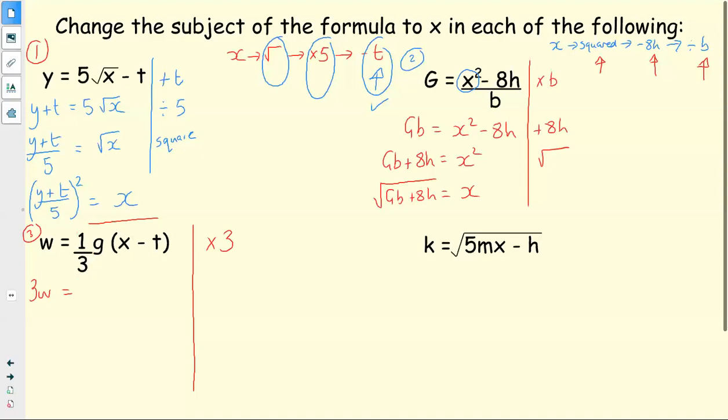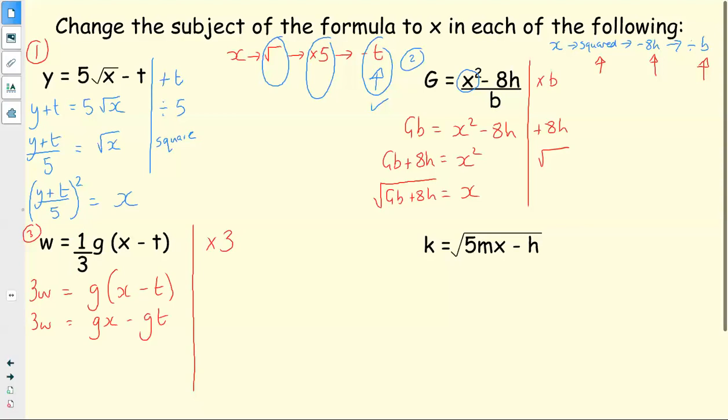So just rub that out. If you multiply a third by 3, it just becomes 1, and 1 in front of that variable g is not needed. So it just becomes g bracket x subtract t. Now there's 2 different ways you can do it at this point. You could divide by g here and then add your t on, but I think it's really easier to multiply out your bracket first. So let's multiply out your bracket. So this becomes gx subtract gt.